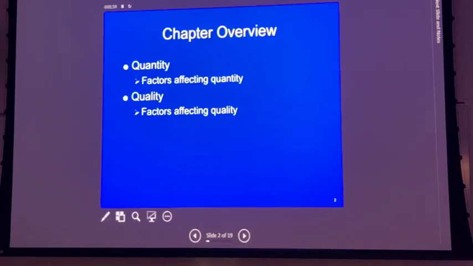So factors that affect radiographic quality and quantity, as well as things that affect the beam quality and quantity. So generally when we're talking about emission, we're talking about beam quality, right? And you've got to remember that beam quality and radiographic quality are inversely proportional. So we'll get into that.